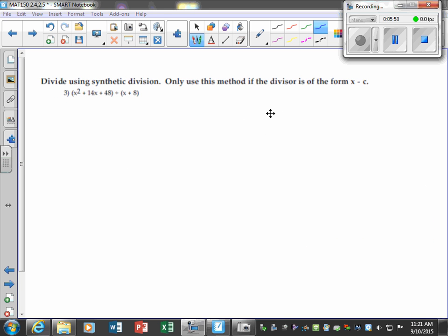Okay, the next one we're going to look at is divide using synthetic division. The first thing is, you can only use this method if the divisor is in the form of x minus c. And what that means is, I want you to notice there's an unwritten 1 in front of that x.